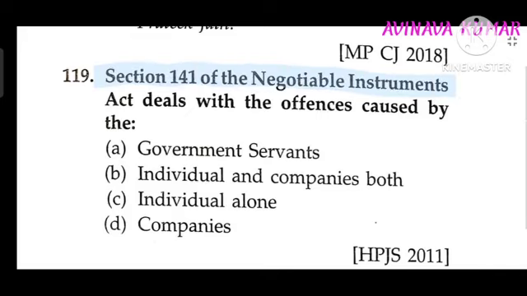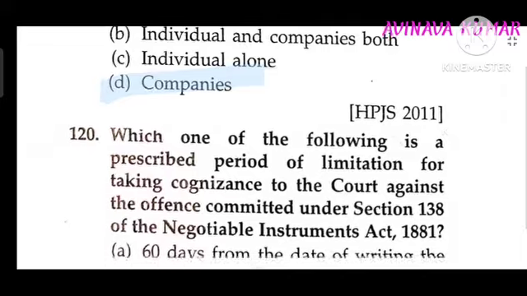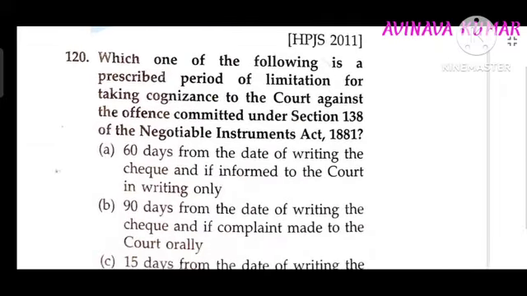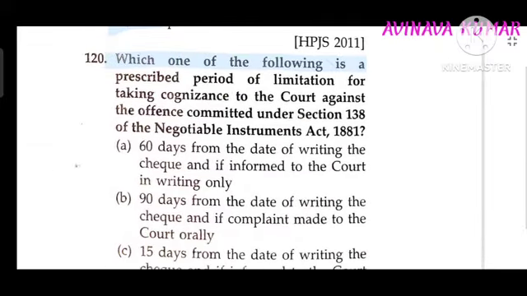Section 141 of NI Act deals with offences committed by companies. Which one of the following is prescribed as the period of limitation for taking cognizance by the court against the offence committed under Section 138 of NIA?